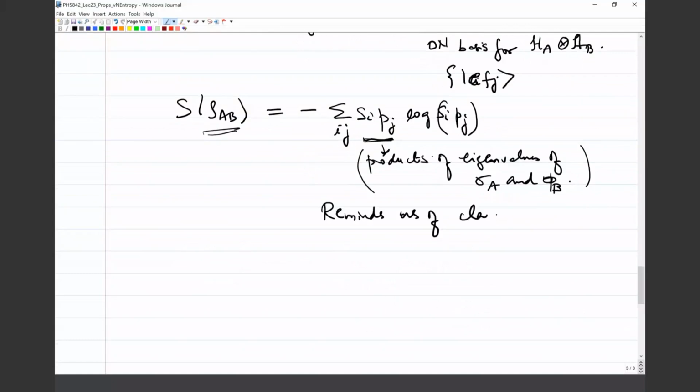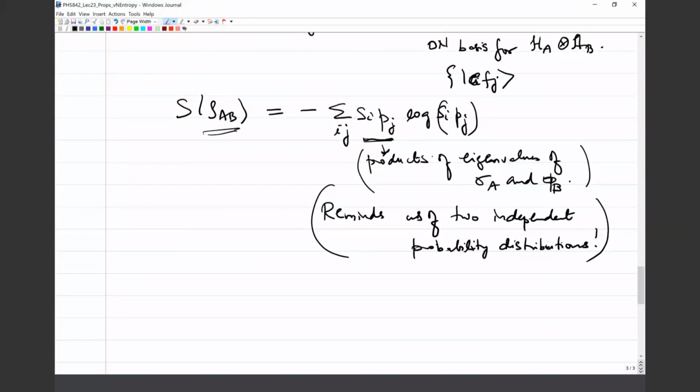Two independent classical... Yeah, exactly. Good. So it should remind us of a pair of independent classical random variables or independent probability distributions. And there you know that the entropy of the joint distribution is simply the sum of the entropies of the individual systems. You see that clearly coming out here, because log of S_i times P_j is simply log S_i plus log P_j. So I separate out the two terms. Then I simply sum over.